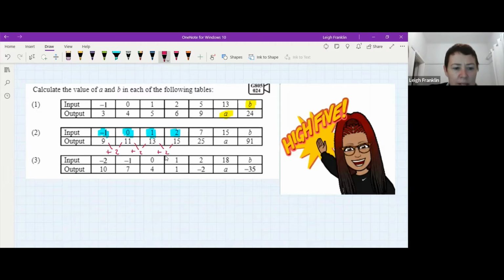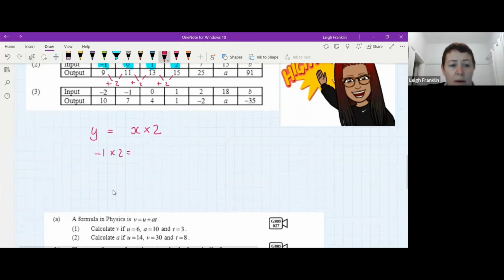So in order to get our output, we're taking our input and timesing it by 2. But minus 1 times 2 gives us minus 2. It doesn't give us 9. We're now sitting at minus 2 and we want to get to 9. So what are we going to do to minus 2 in order to get to 9? We have to add 11.